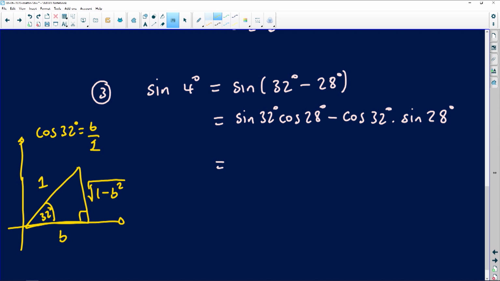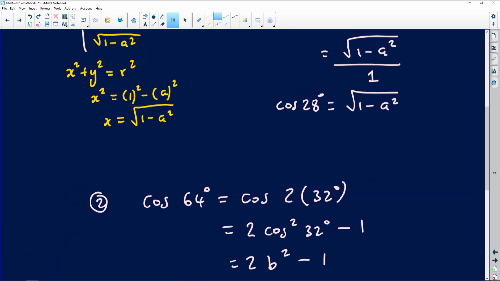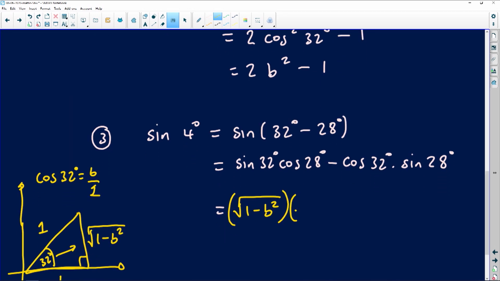Now you're asking me for the sine of 32. I'm going to read it from the diagram. It's the opposite side divided by the hypotenuse, which leaves us with the square root of 1 minus b squared divided by 1, which is exactly what you have now. And then the cosine of 28 degrees. Did we find the cos of 28? Yes, we did. We got the square root of 1 minus a squared.